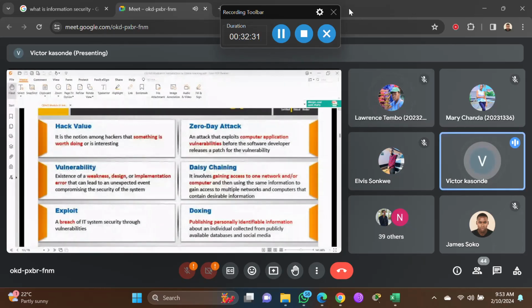Let me read again. An attack that exploits a computer application vulnerability before the software developer releases a patch. He has already developed a system and it's working. Now he wanted to just patch. Before he patches, an attack has been done. That process is what we call a zero day attack.